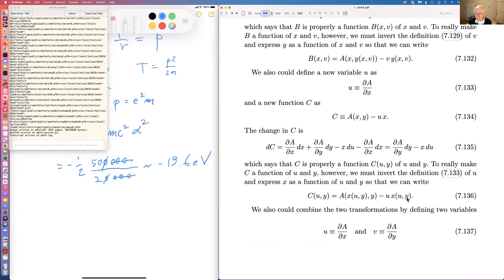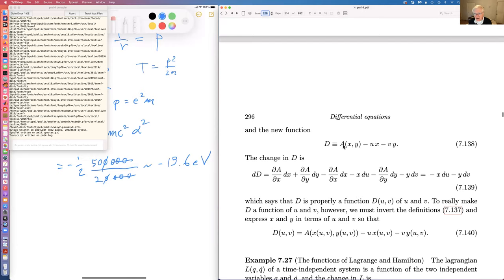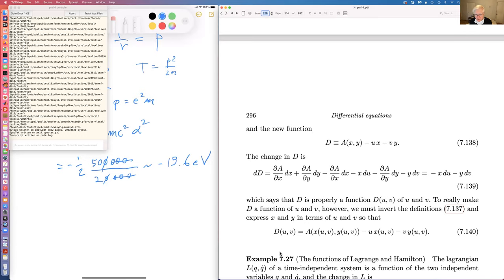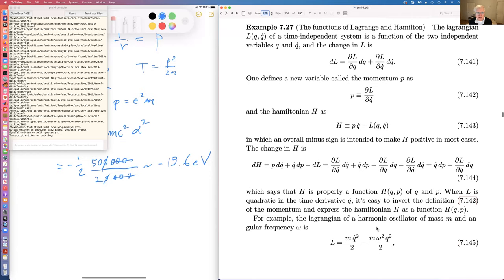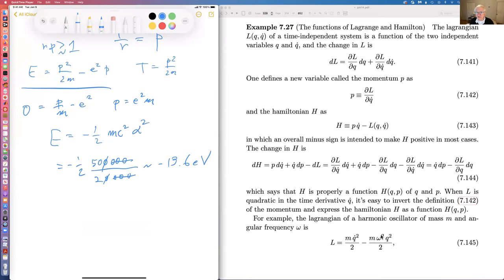Or you could define u to be this, v to be that, and you go all the way from a to d, and then d is a function just of u and v. But again, you have to be able to express u and v in terms of x and y in order to finish this. And this is the example in mechanics, the functions of Lagrange and Hamilton.